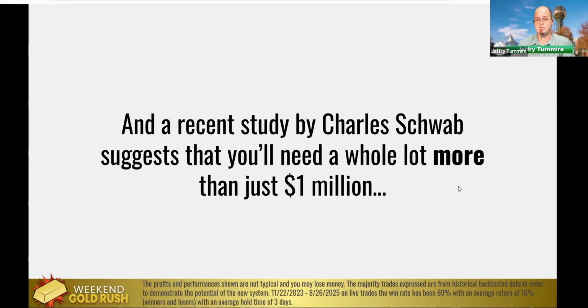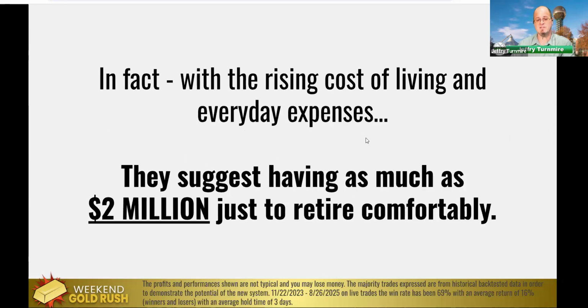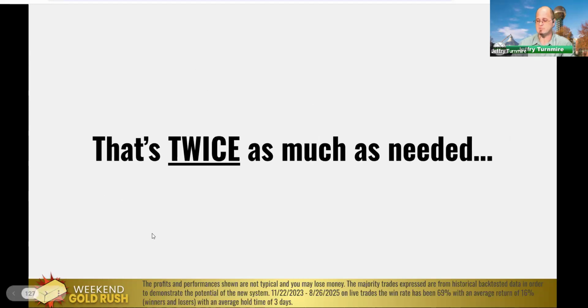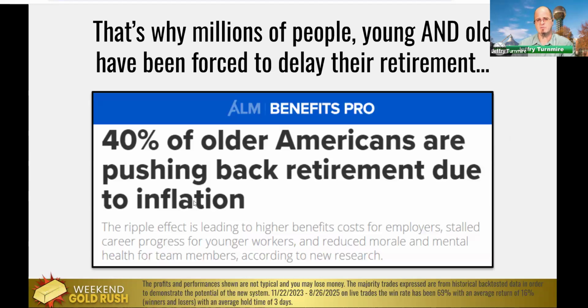And a recent study by Charles Schwab suggests that maybe you need more than $1 million, like 2 million. I read this and I was like, whew, that's scary. Inflation's been killing us, right? I mean, this is inflation right here. That's why they're saying 2 million. That's twice as much as we've all been told over the years. 40% of Americans are cutting back, pushing back retirement because of this fact.